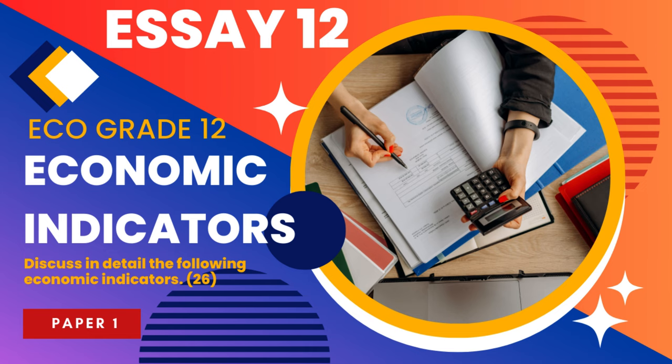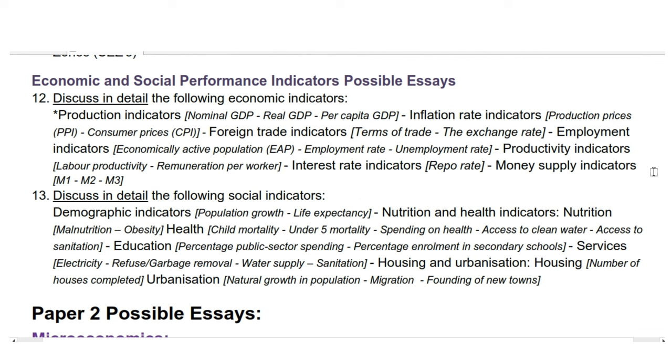Essay number 12. Discuss in detail the following economic indicators. A. Production indicators: nominal GDP, real GDP, per capita GDP. B. Inflation rate indicators: production prices, PPI, consumer prices, CPI. C. Foreign trade indicators: terms of trade, the exchange rate, employment indicators, economically active population, EAP, employment rate, unemployment rate.